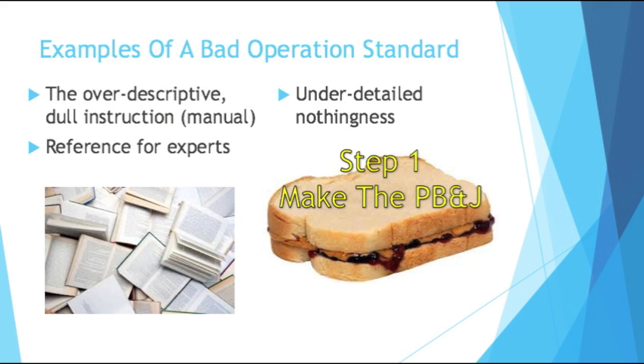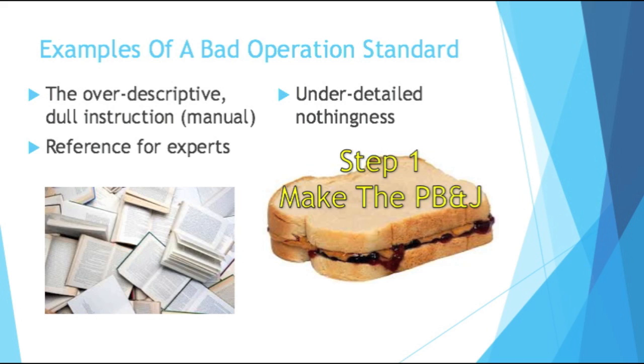Alright, so the world is filled with operation standards, work instructions that attempt to help people do something. I generally see two categories of bad operation standards. On the one hand, you have the over-descriptive, dull instruction. These are usually called manuals. These are pretty much useless for newcomers. They're only good as a reference tool for people who already know what they're doing. Very often, they are just text with no useful images. And if they do have images, a lot of times they're very technical pictures that are really hard to decipher.